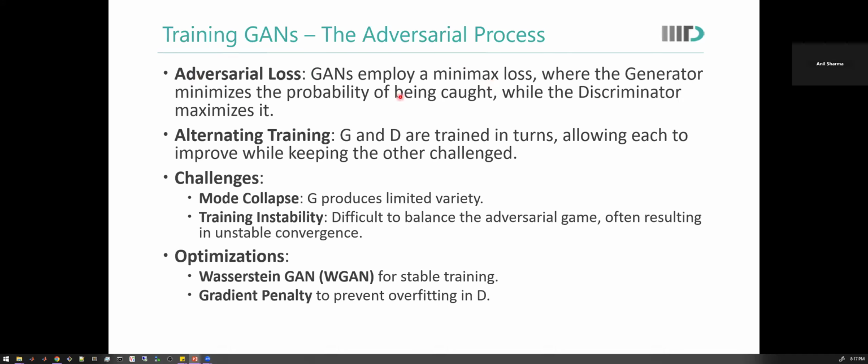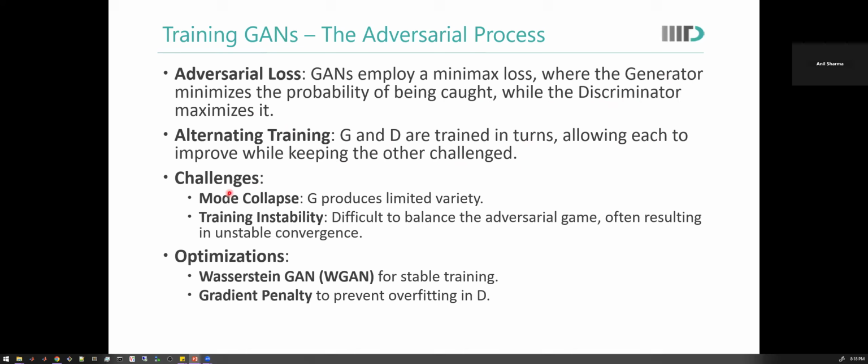The generator minimizes the probability of being caught, and the discriminator maximizes it. The discriminator says, I will have the maximum probability of catching the generator's fake data, while the generator tries to do the reverse of it. So there is alternating training: G and D are trained in turns, allowing each to improve while keeping the other challenged.